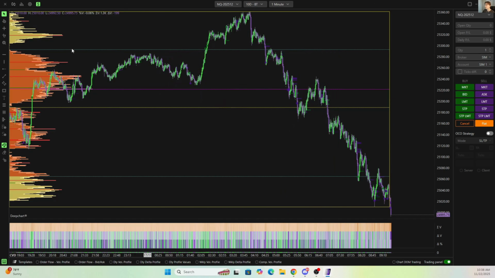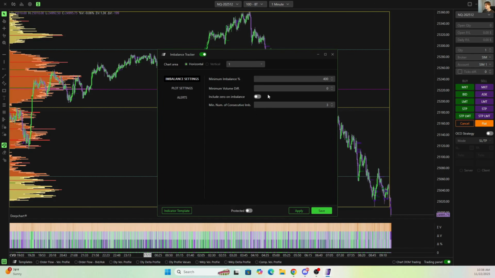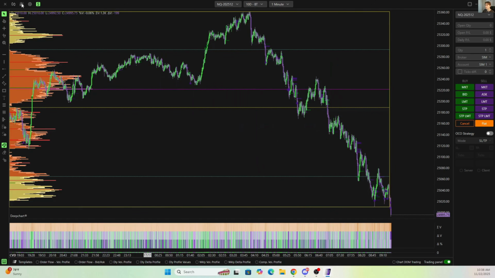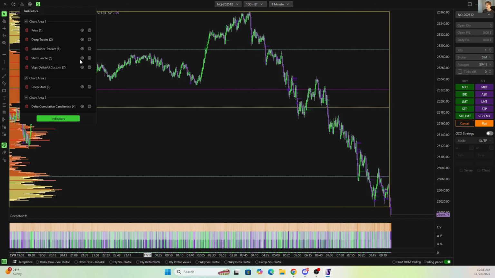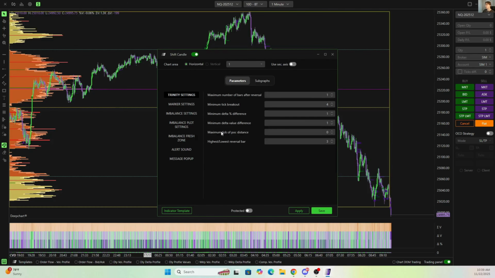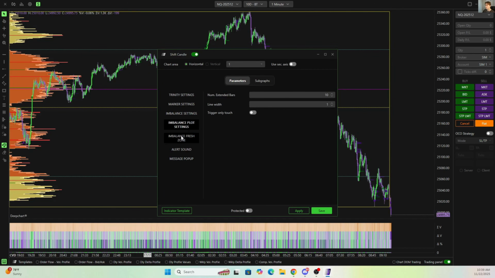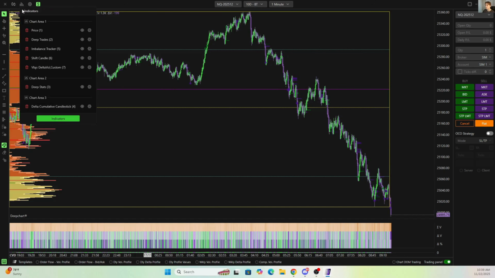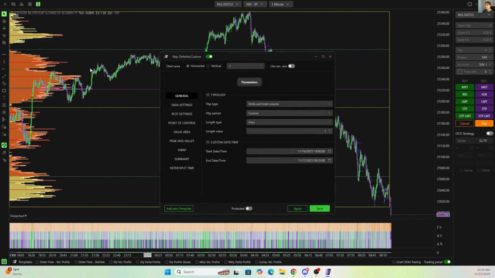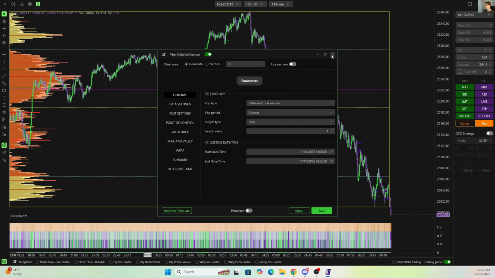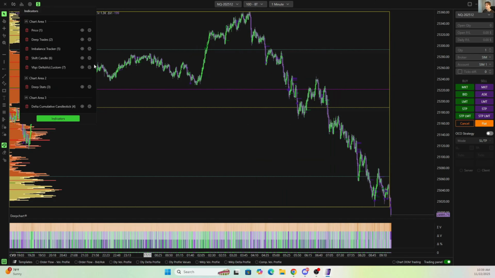Okay. Imbalance tracker 400%. Everything else stock. If you need to go back and watch this because I'm going through it quick, that's okay. Shift candle. Everything on it, stock. I haven't changed a thing. Maybe I should. And I will keep adjusting it if I need to. I think this is just the volume profile. I'm 99% sure.